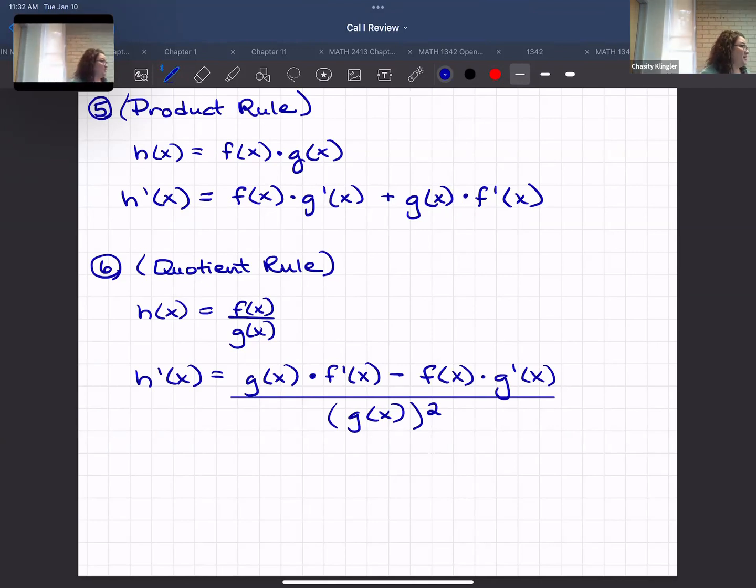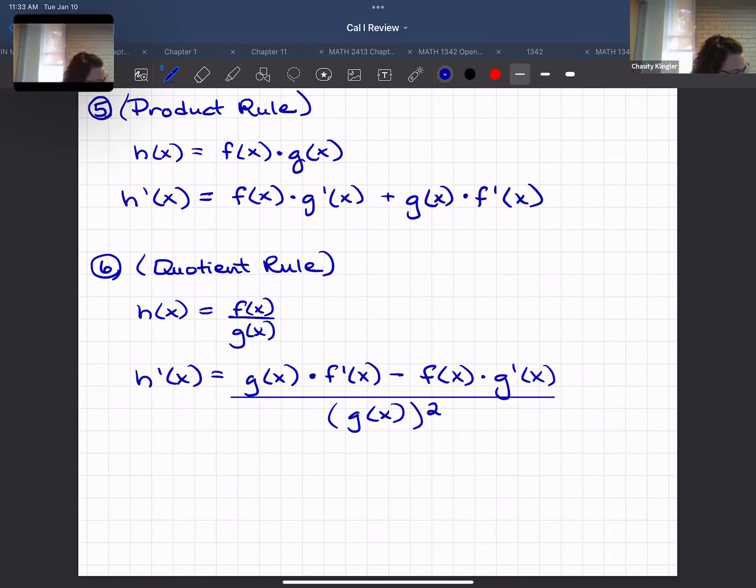And that one, order does matter because it's subtraction. So you've got to make sure you start with the bottom times the derivative of the top. I said that completely wrong. Do as I wrote, not as I said.